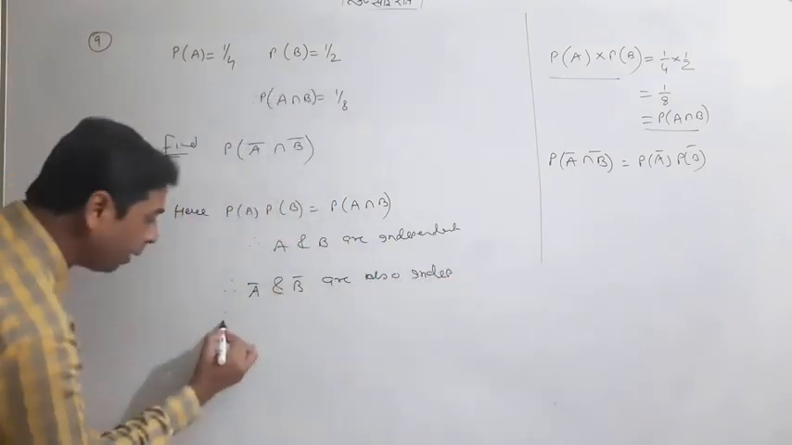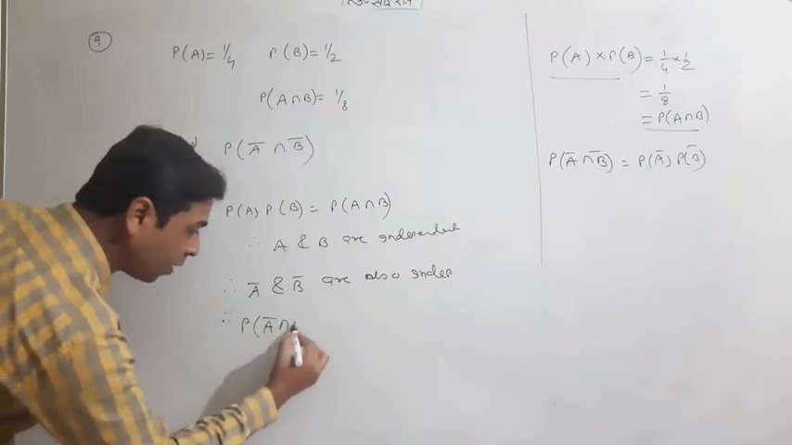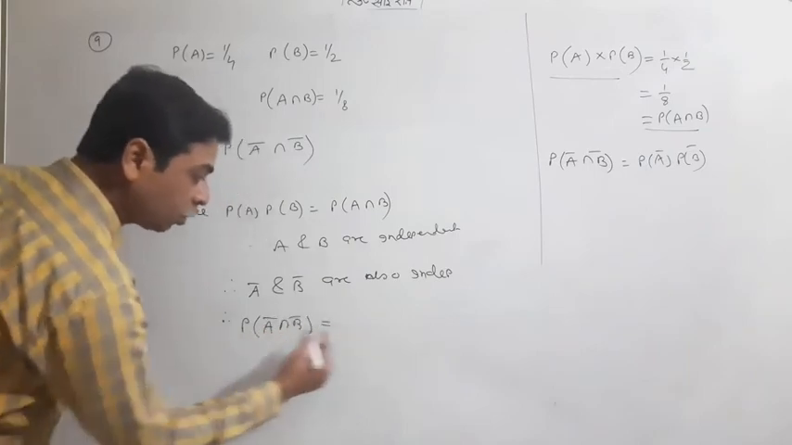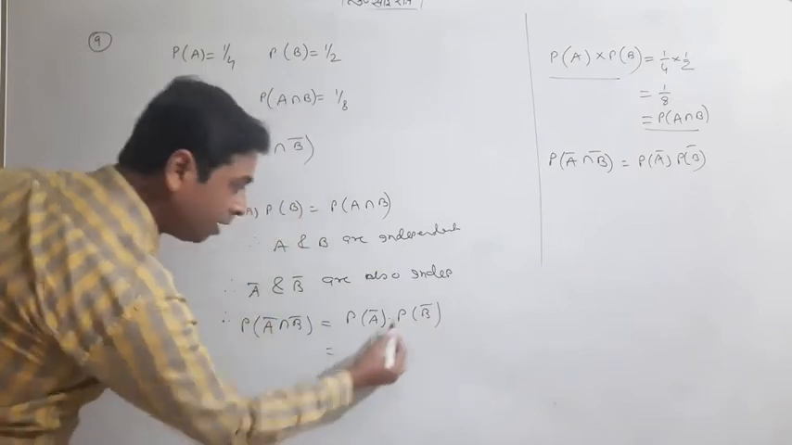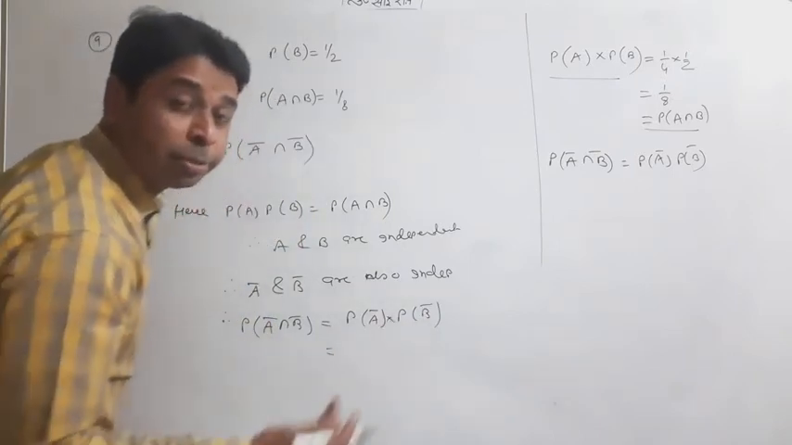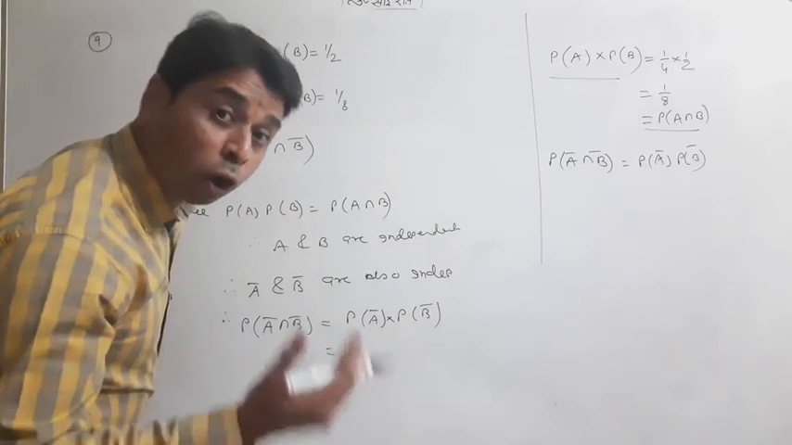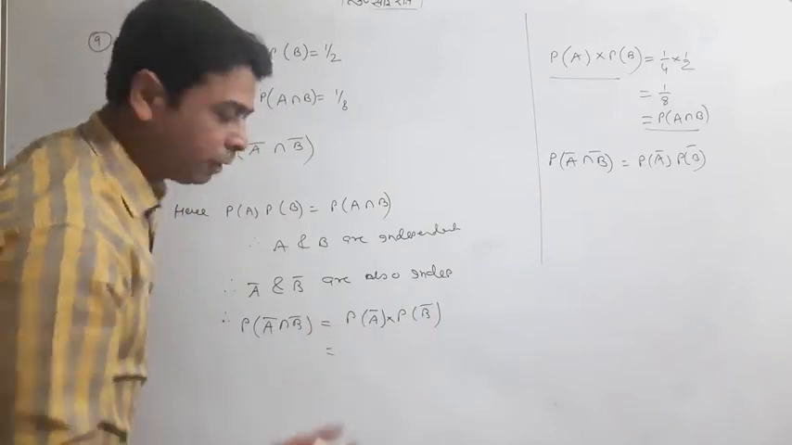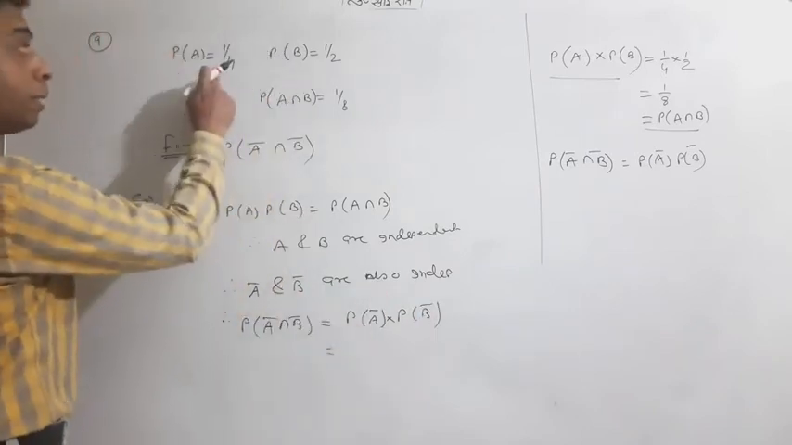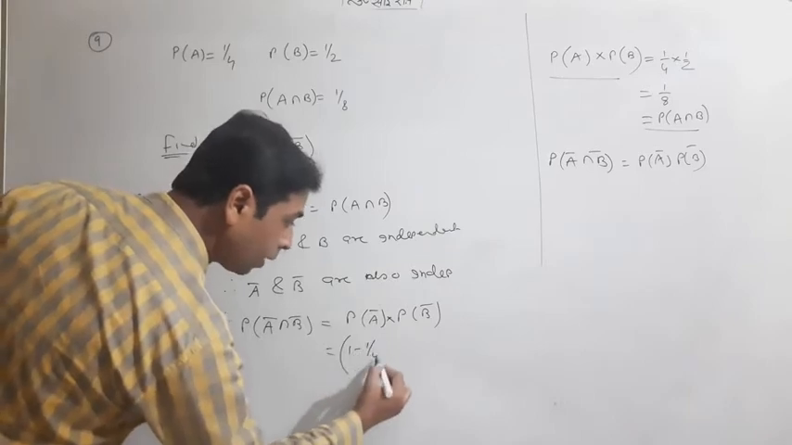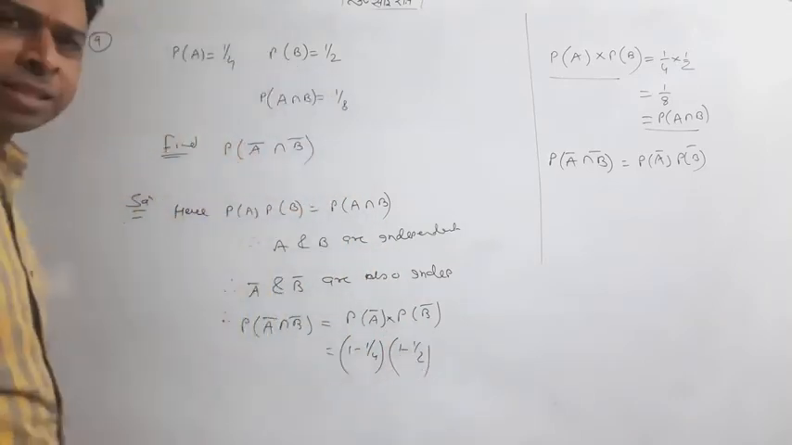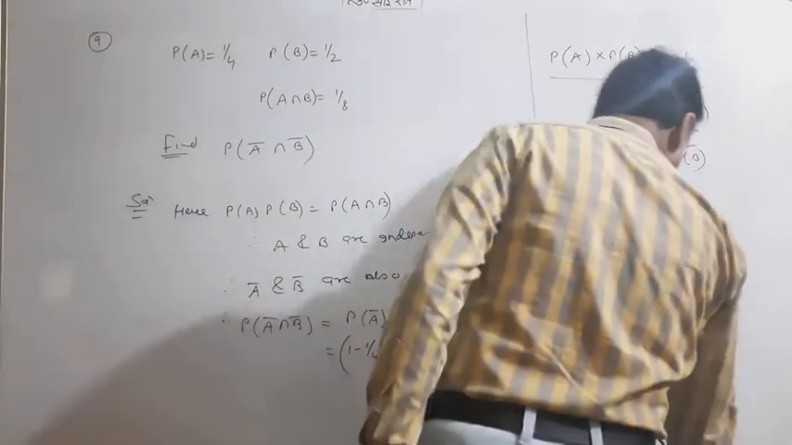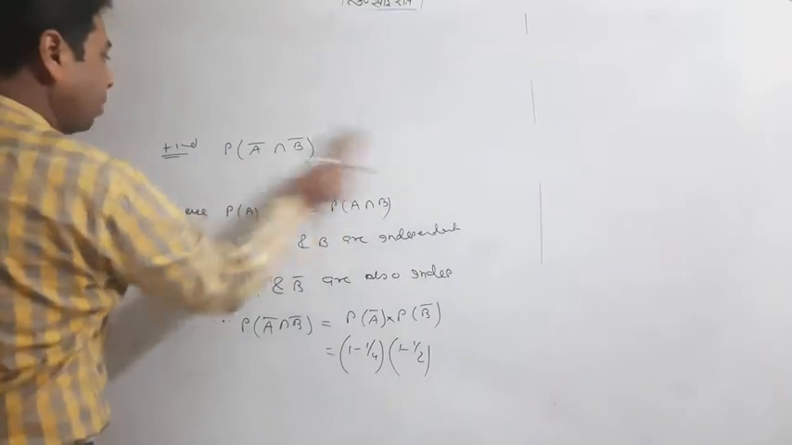And when they're independent, I can give the answer very simply. P of not A intersection not B is equal to P of not A into P of not B. I can break it into multiplication, because A and B are independent, and A not and B not will also be independent, as we already have seen. So P of not A is equal to 1 minus 1 by 4, and P of not B is equal to 1 minus 1 by 2. You can do it now. I'm leaving the answer right here. It was so simple. Okay, now I'll move on to some other question.